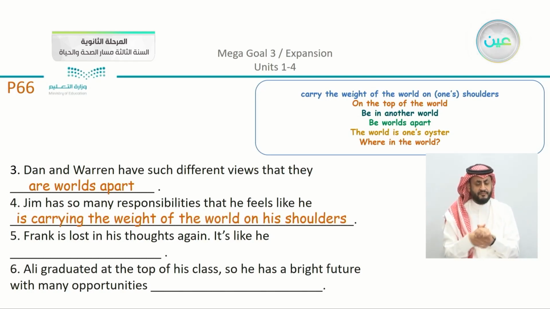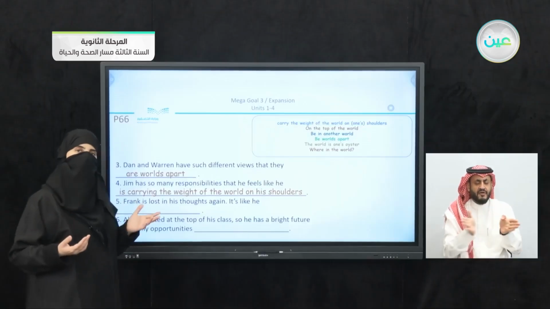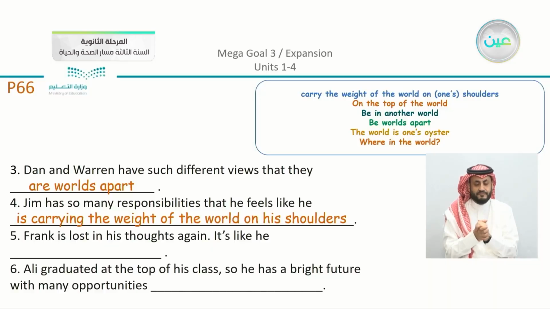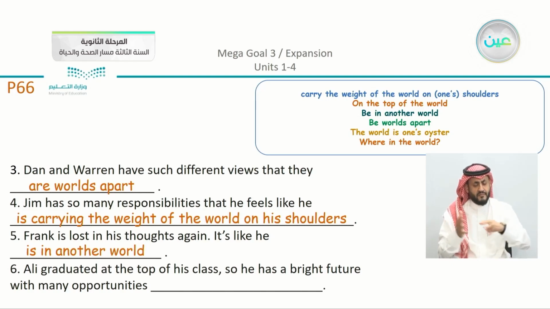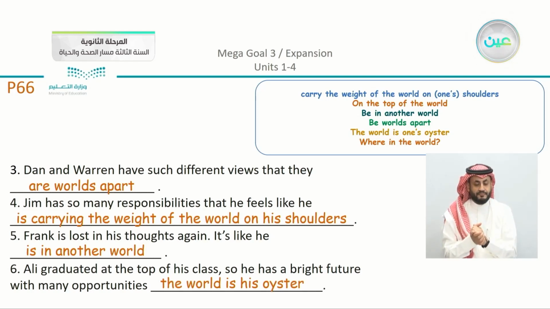We have number 5, "Frank is lost in his thoughts again. It's like he." Now the keyword here is "lost in his thoughts," so you can say that it's like he is in another world. Number 6, "Ali graduated at the top of his class, so he has a bright future and many opportunities." Your keyword is "future, bright." So we have here, the world is his oyster. So we have completed our exercise.